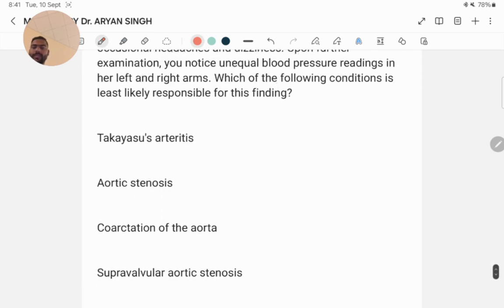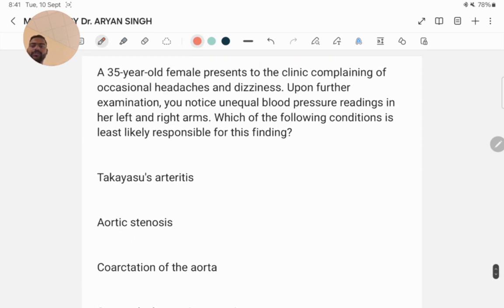Next question. A 35-year-old female presents to the clinic complaining of occasional headache and dizziness. Upon further examination, you notice unequal blood pressure reading in her left and right arm. Which of the following conditions is least likely responsible for this finding?